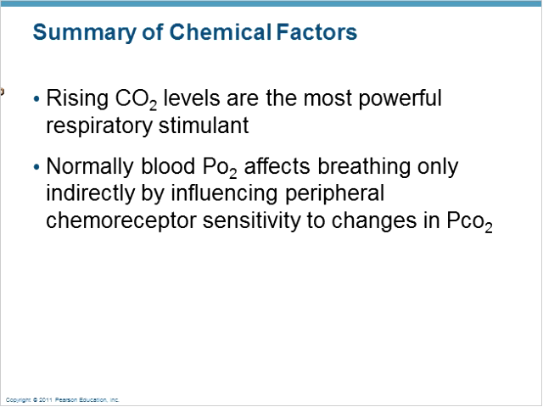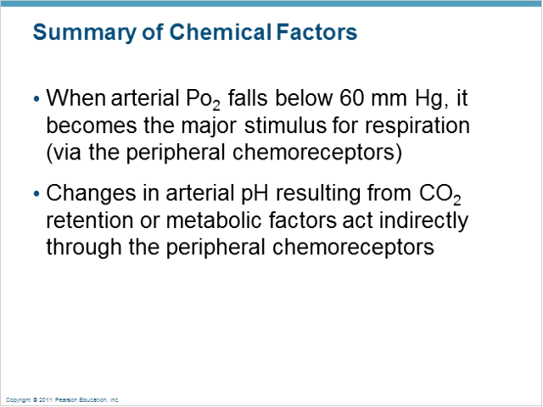Rising CO2 levels are the most powerful respiratory stimulant, and they are the ones that smoking knocks out. Normal blood PO2 affects breathing only indirectly, by influencing the peripheral chemoreceptors' sensitivity to changes in PCO2. So that PO2 is really important. When arterial PO2 falls below 60 millimeters of mercury, it becomes a major stimulus for respiration via the peripheral chemoreceptors. Changes in arterial pH resulting from CO2 retention or metabolic factors act indirectly through those peripheral chemoreceptors.